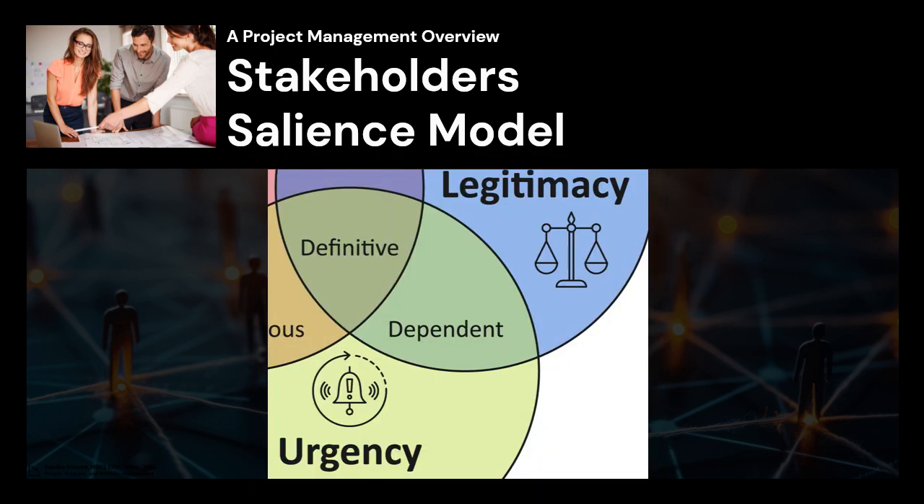Then, we have the dependent stakeholders with both legitimacy and urgency. Dependent stakeholders rely on other stakeholders to act on their behalf, as they have no power to do so themselves. Example: end users or customers awaiting a software release. They need the product urgently, but have no direct influence over development.